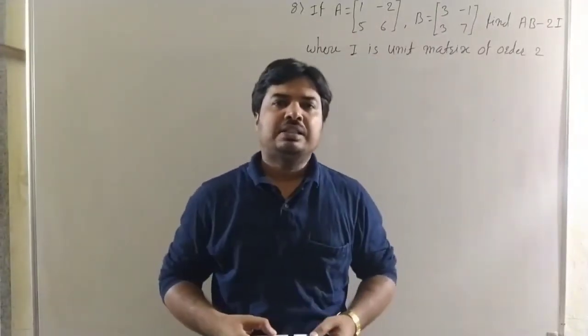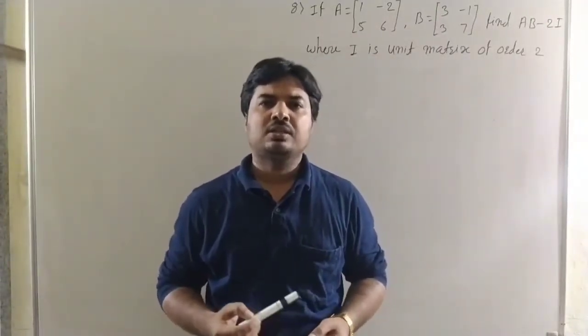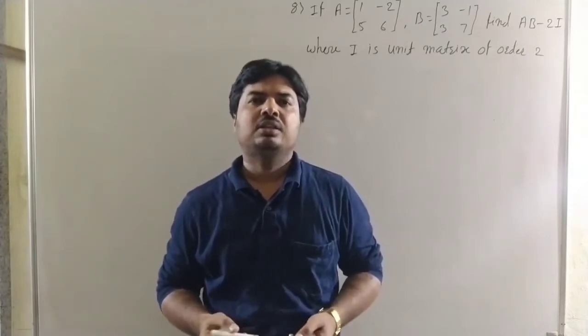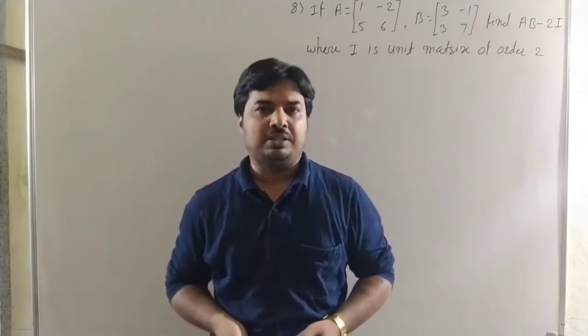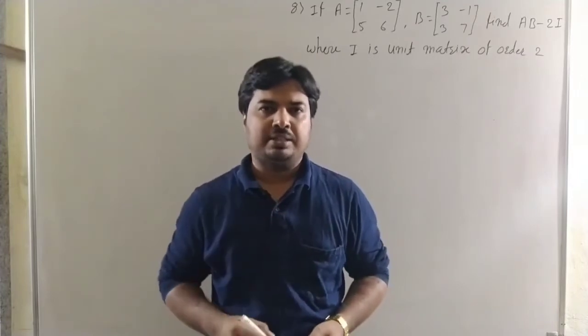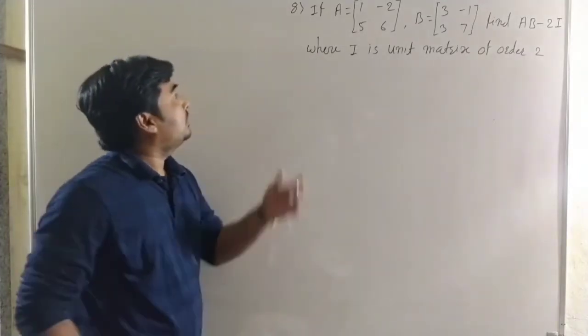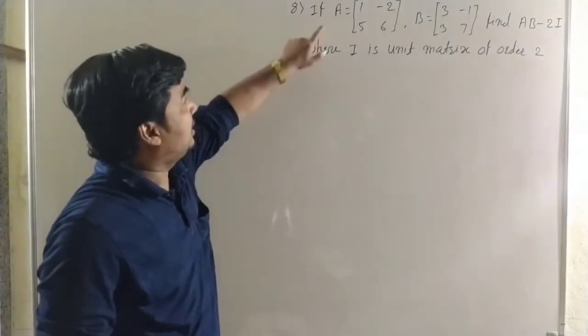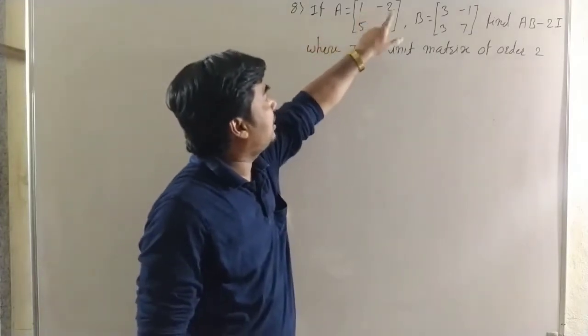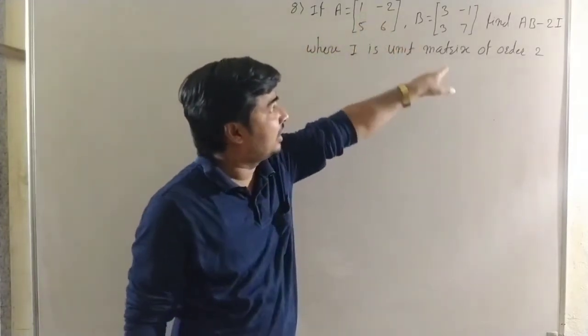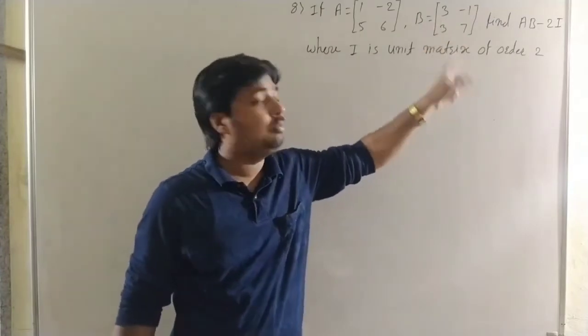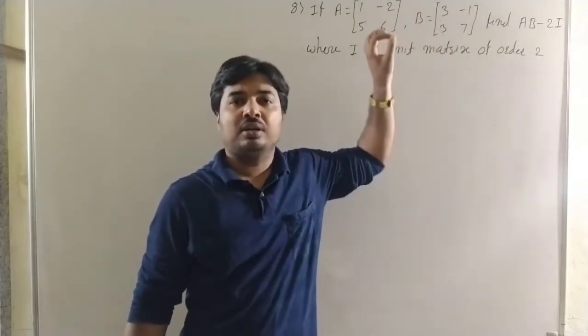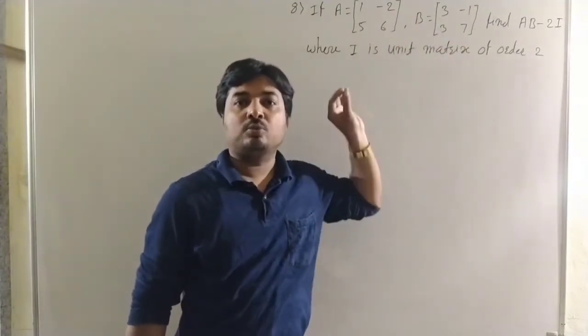Hello students, in this lecture we continue the examples in exercise 4.6, that is, the examples on matrix multiplication. Now it is the 8th example in exercise 4.6. Here the given matrix A is [1, -2; 5, 6], and there is a matrix B. Then we want to find the value of AB minus 2I. Here I is the identity matrix of order 2.